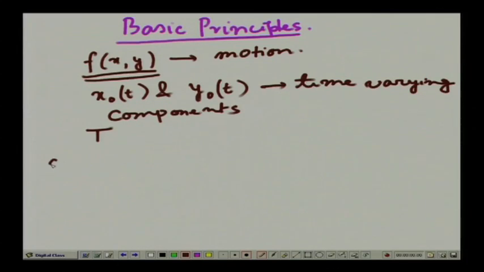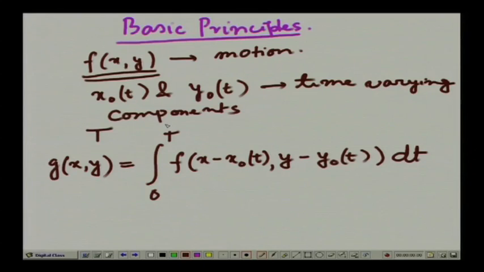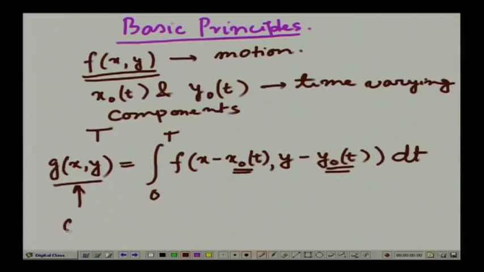In that case the total exposure at any point, which is the observation at point x y given by g x y, will be of this form: integral from 0 to capital T of f of x minus x naught t, y minus y naught t, dt. Here the capital T is the duration of time during which the shutter of the camera remains on, and x naught t and y naught t are the time varying components along x direction and y direction respectively, and this g x y gives us the observed blurred image.